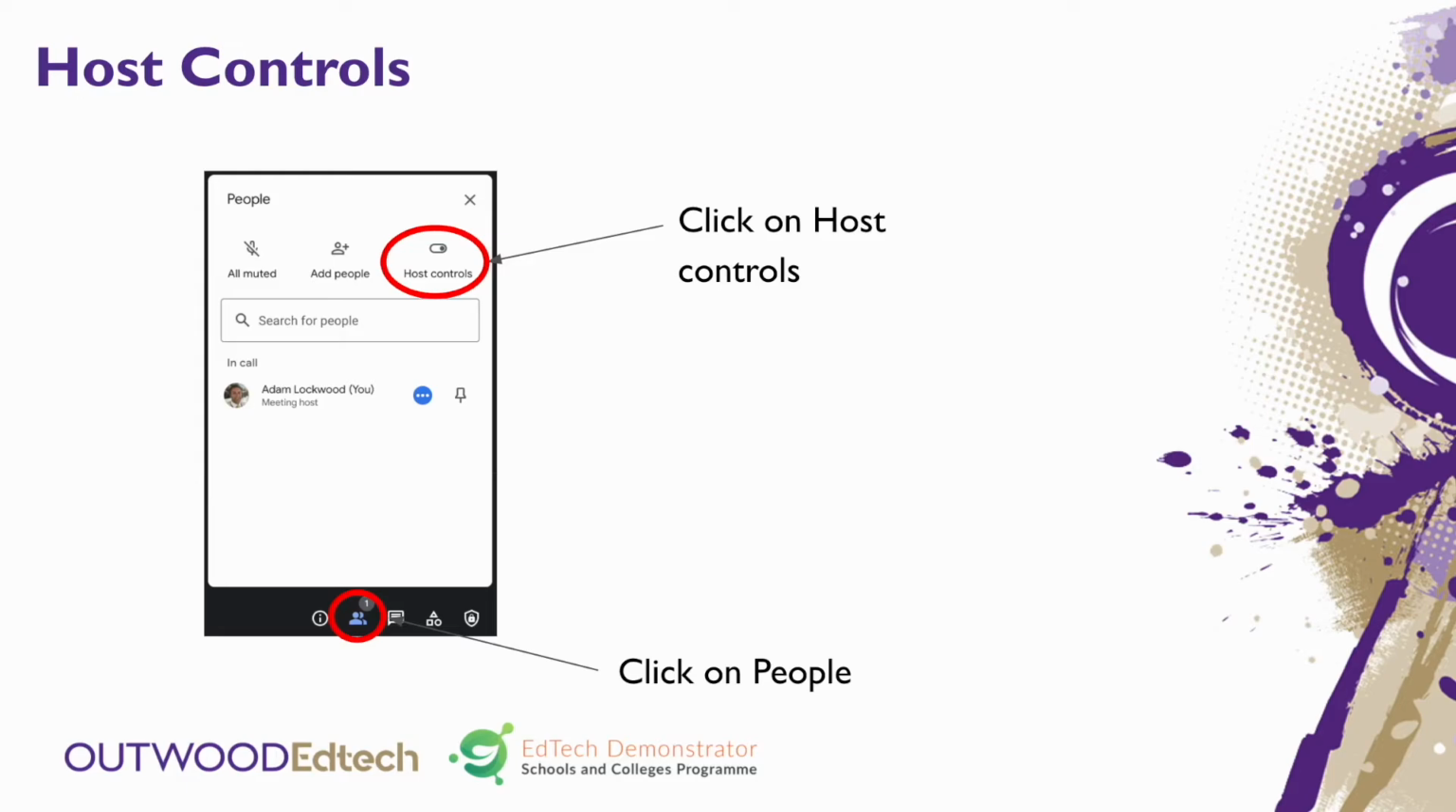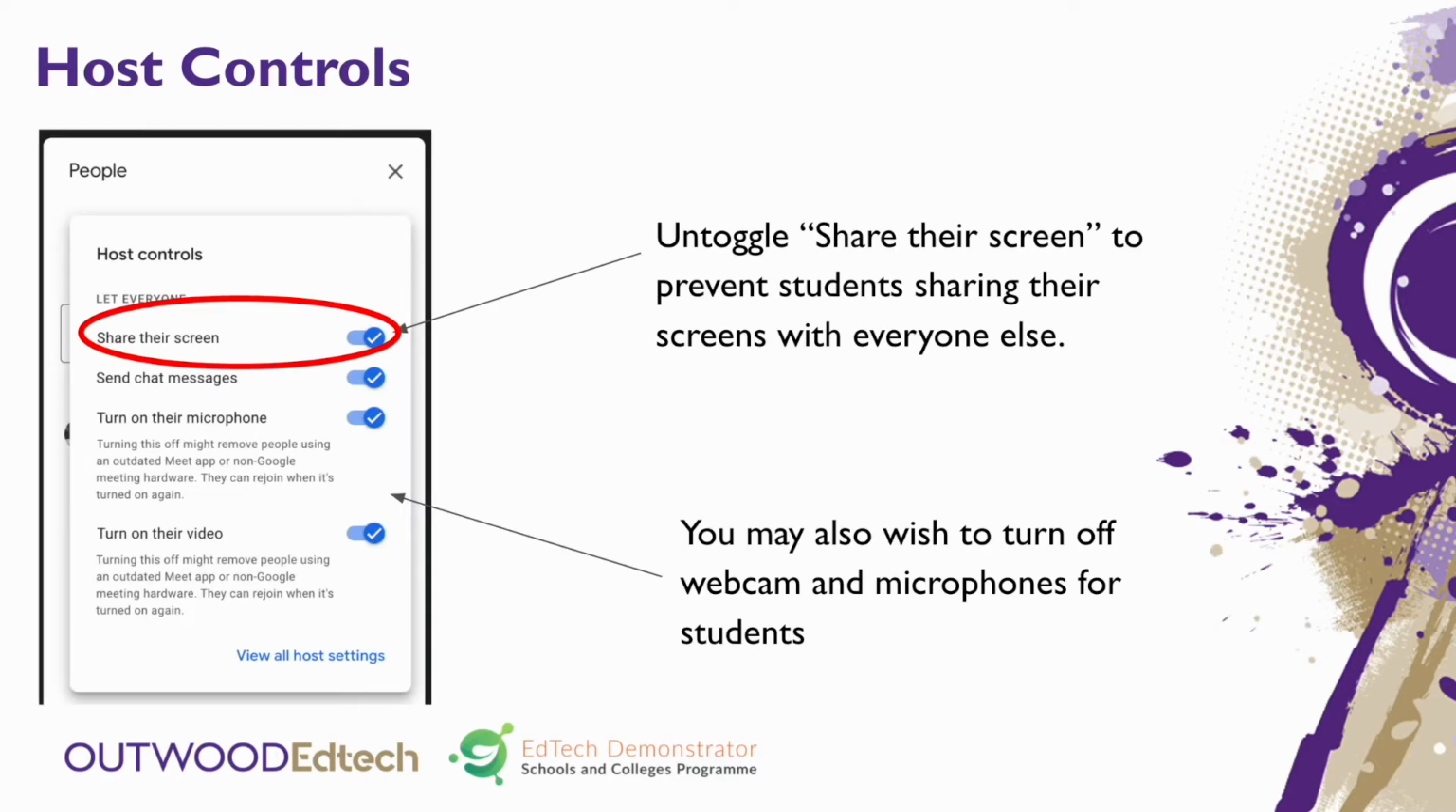There are some additional host controls. To get to this, you're going to click on People and then click on Host Controls. And from here, we can untoggle Share Their Screen. This will prevent students from sharing their screens with everybody else. You may also wish to turn off webcam and microphones for students.